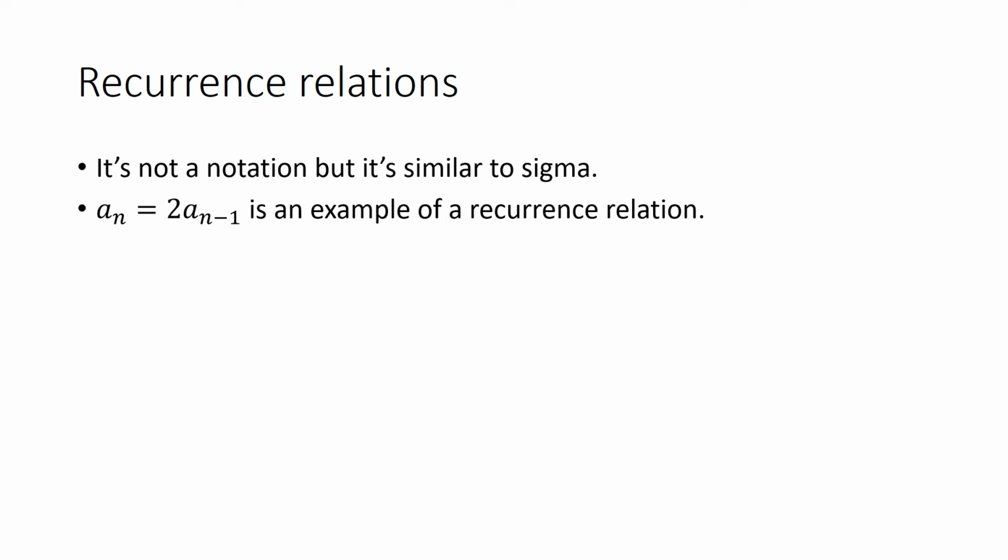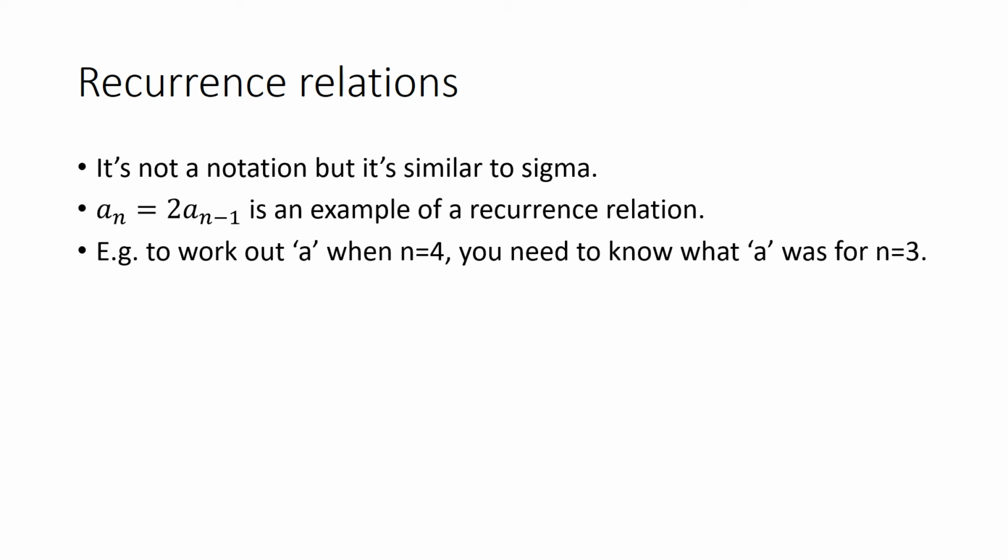This leads us to recurrence relations. It's not technically a notation, but it is a similar idea to sigma. So for example, a n equals 2a n minus 1. That's an example of a recurrence relation. So if you have a number a n minus 1, then you can work out the next number a n by simply doubling it. So to work out a when n equals 4, if n is 4, you need to know what a was when n is 3. And to work out what a is when n is 3, you need to know what a was when n was 2. And you need to know what a was when n was 1. And that's usually where you start.